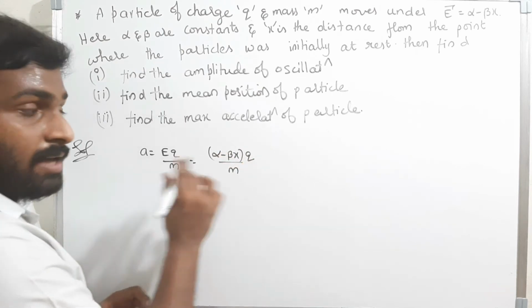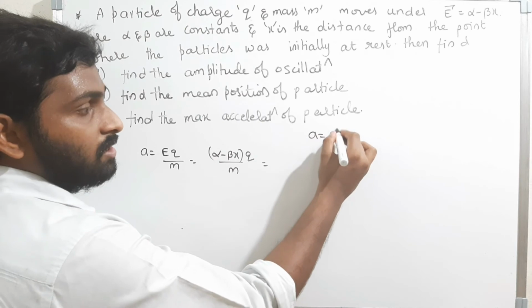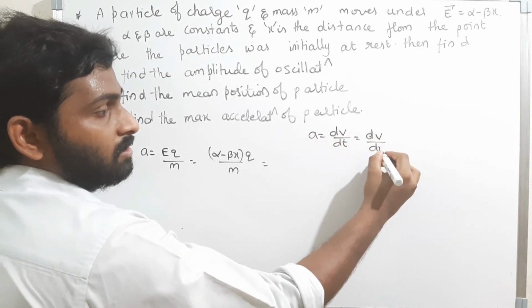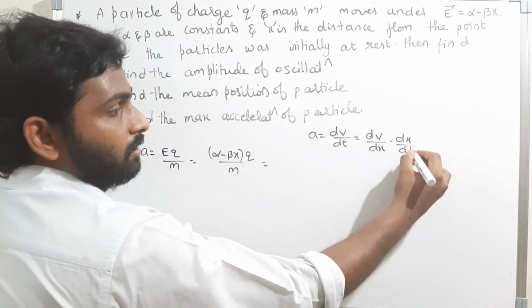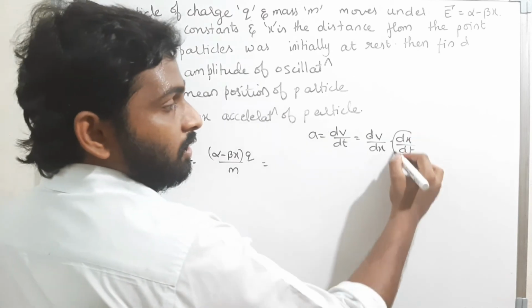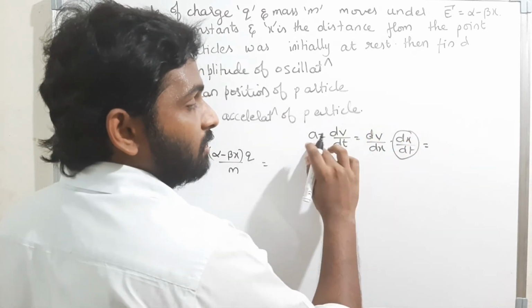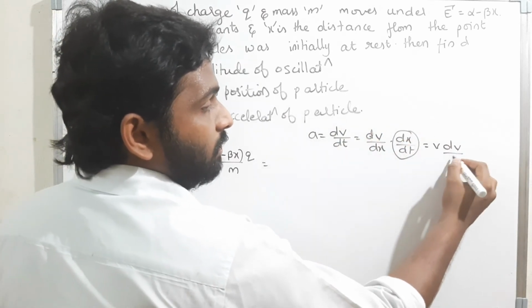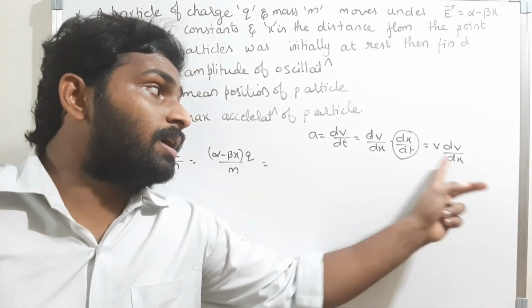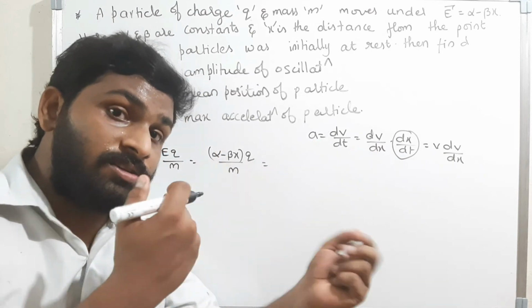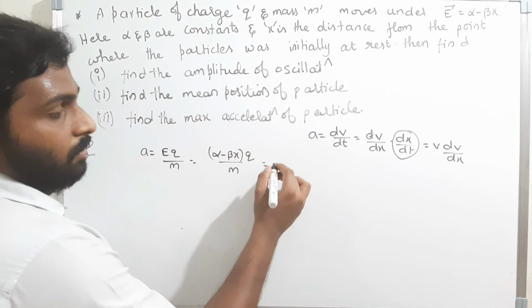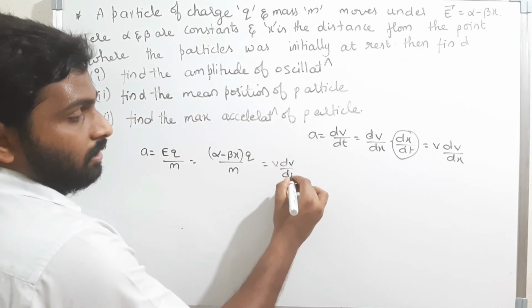Now what is acceleration? Acceleration is dv by dt. I can write it as dv by dx into dx by dt, multiplying and dividing with dx. Therefore, dx by dt is nothing but velocity, so acceleration is nothing but velocity into dv by dx. If I place v dv by dx in place of acceleration, then I will get a relation between the velocity and the displacement. Therefore, instead of acceleration, I am keeping v dv by dx.